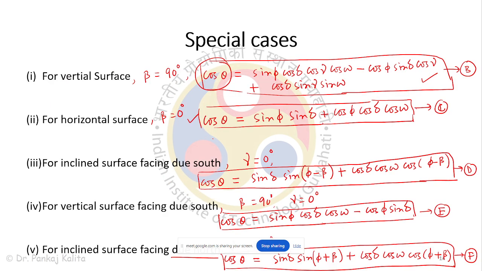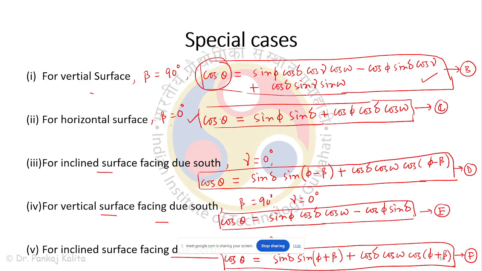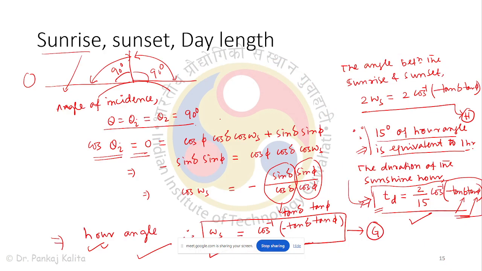So just so, vertical surface means beta equal to 90, horizontal surface beta equal to 0. Beta is the tilt angle. If we're talking about an inclined surface facing due south, your gamma will be 0. If it's a vertical surface facing due south, vertical surface means beta will be 90. Due south means its surface azimuth angle is 0, right? So by putting these parameter values into the whole equation, we can simplify and get this shorter version of the equation.